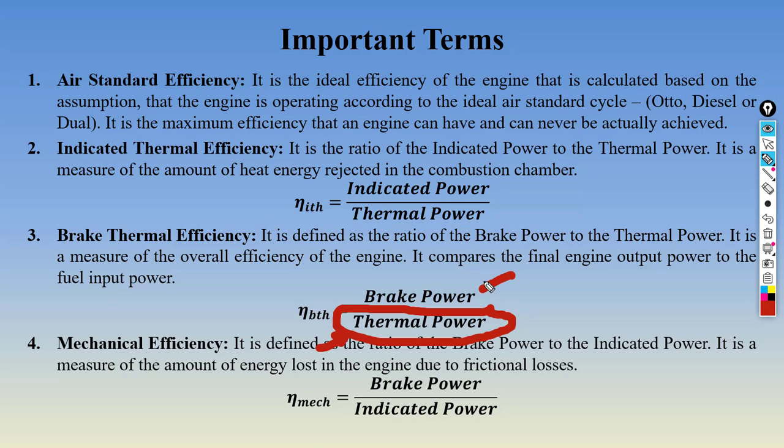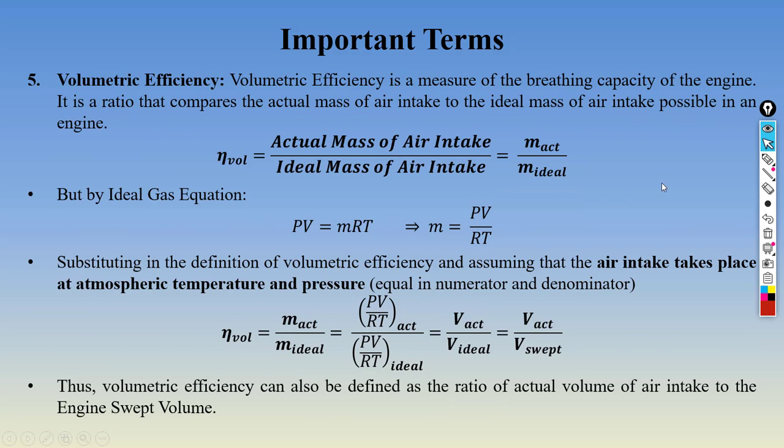And what is the final output power that we are getting from the engine? That is the brake power. So brake thermal efficiency is the overall engine efficiency. What is the output that we are getting from the engine, divided by what is the input we are giving to the engine. So that is our brake thermal efficiency. Similarly, we have volumetric efficiency. What does volumetric efficiency mean?